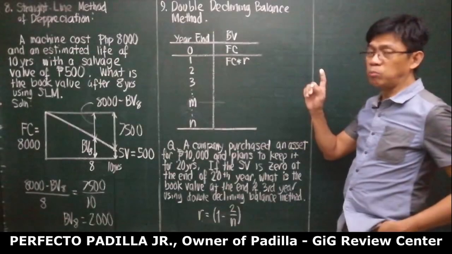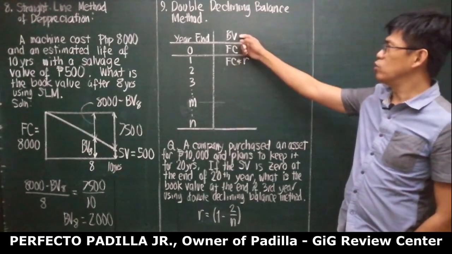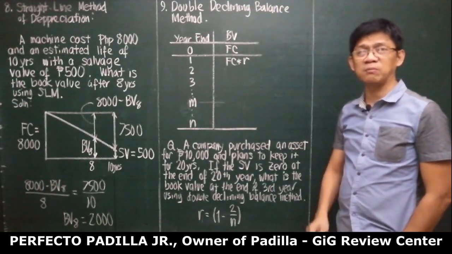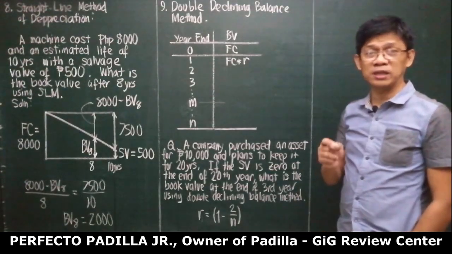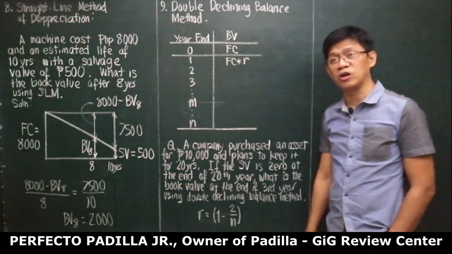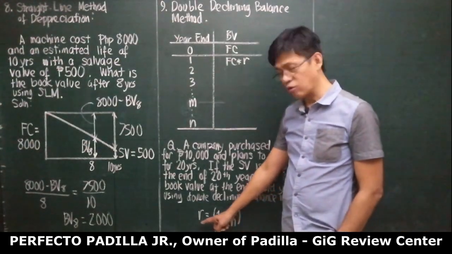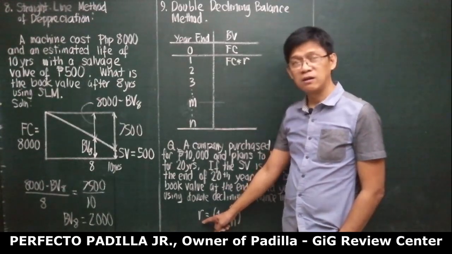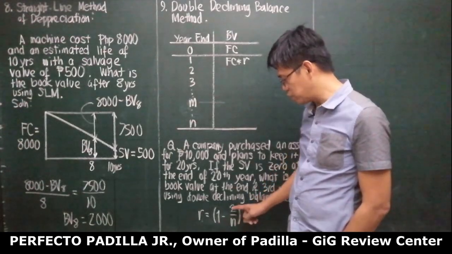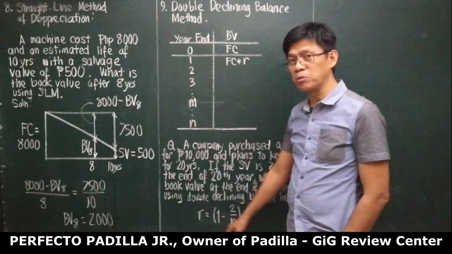What about the double declining balance method? The book value in the double declining balance method and even in the declining balance method are in geometric progression, meaning there is a common ratio or common multiplier. Let me call the common multiplier or common ratio as R. So, yung R natin sa double declining balance method is 1 minus 2 over N. So, ito yung common multiplier.